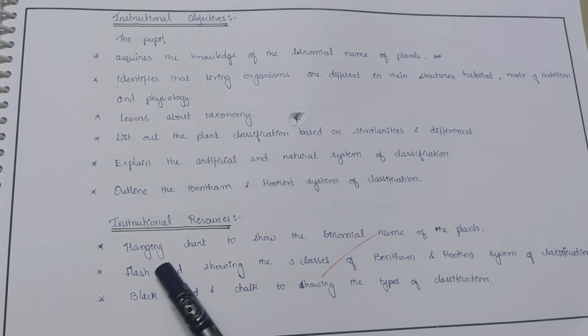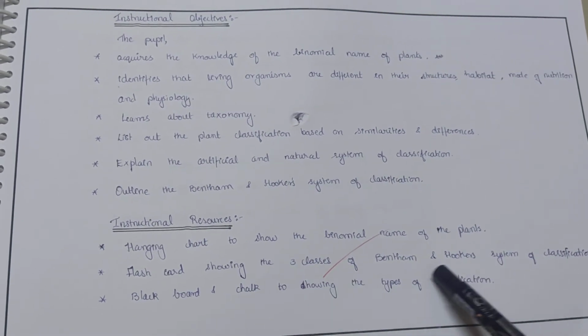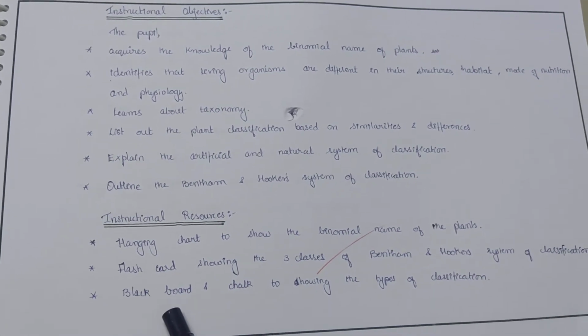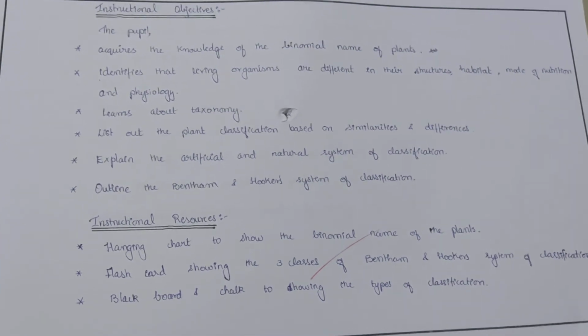Instructional resources: hanging chart to show the binomial name of plants, flashcard showing the three classes of Bentham and Hooker classification, blackboard and chalk to show the types of classification.